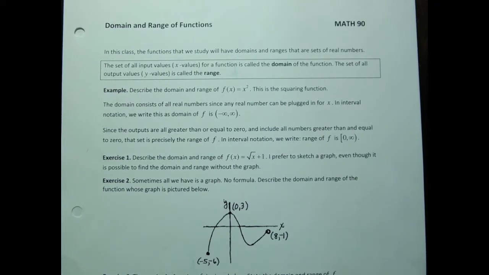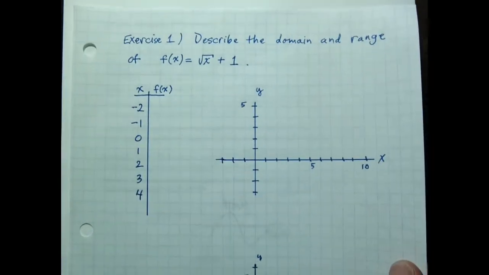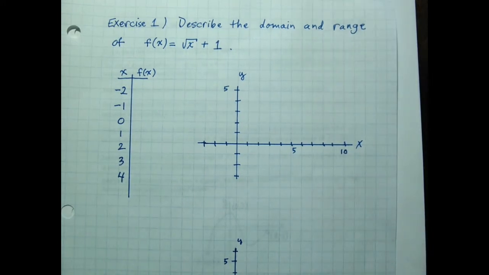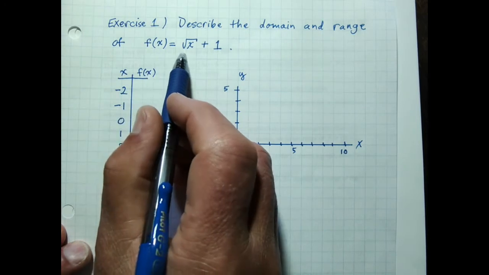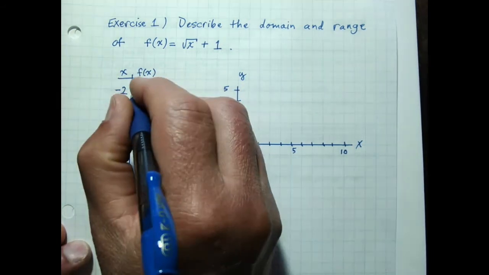Exercise 1, I've recopied on a sheet of paper. We're going to describe the domain and range of a particular function, and we're going to figure this out from a graph. We're not always going to have a graph, but when we have a graph, it's actually a lot easier to think about what the domain and range of a function actually is. And so here we want to describe the domain or range of this function, square root of x plus 1. This is very closely related to another one of our toolkit functions, and it shouldn't be too hard for you to generate a graph. We'll go through it in a little bit of detail here.